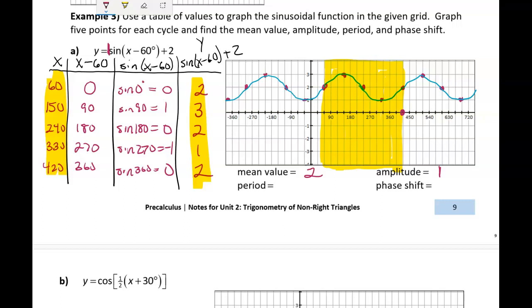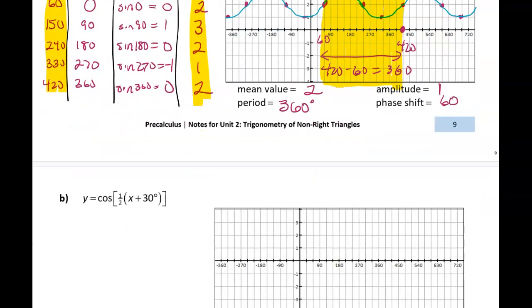The period is, let's figure this out. Looks like our cycle ended at 420 degrees, and our cycle began at 60 degrees. And so the length of that cycle is 420 minus 60, or 360. So our period is 360 degrees, and the phase shift is, where did the cycle start? At 60 degrees.